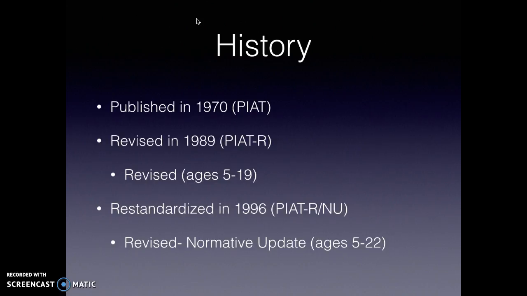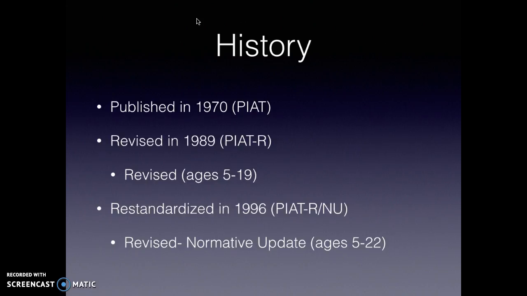So where did it come from? The history of it. It was published in 1970, and this was known as the Peabody Individual Achievement Test. It was later revised in 1989 when there was a census that went on, and they realized that they needed to change age groups and slight differences in it. So this revised version became the Peabody Individual Achievement Test Revised. Later in 1996, they wanted to re-standardize everything, and so they made a new version of the Peabody Achievement Test, entitled it the Peabody Individual Achievement Test Revised Normative Update.